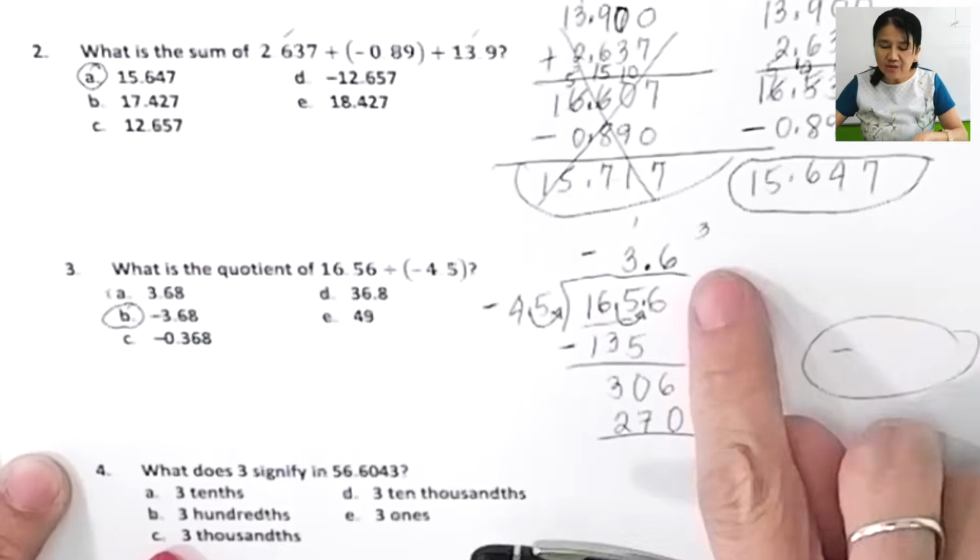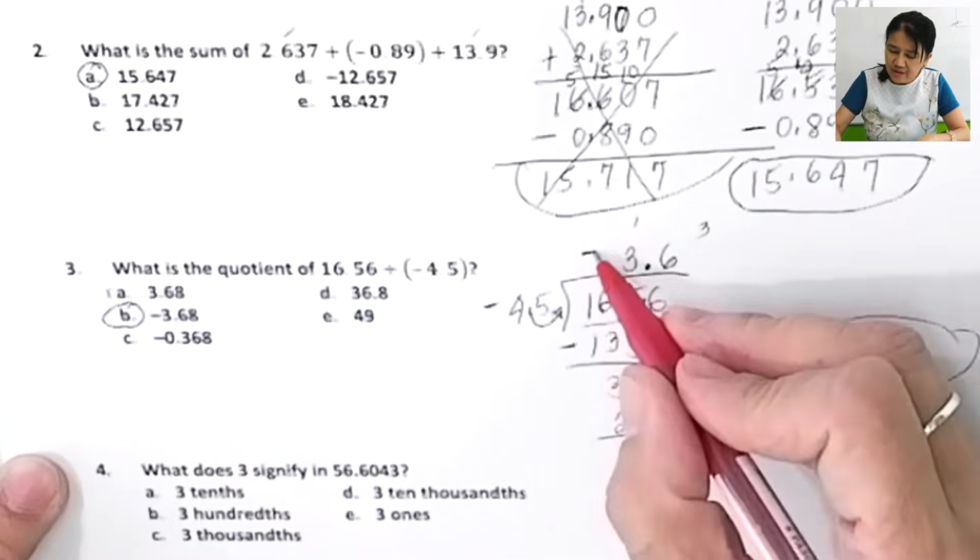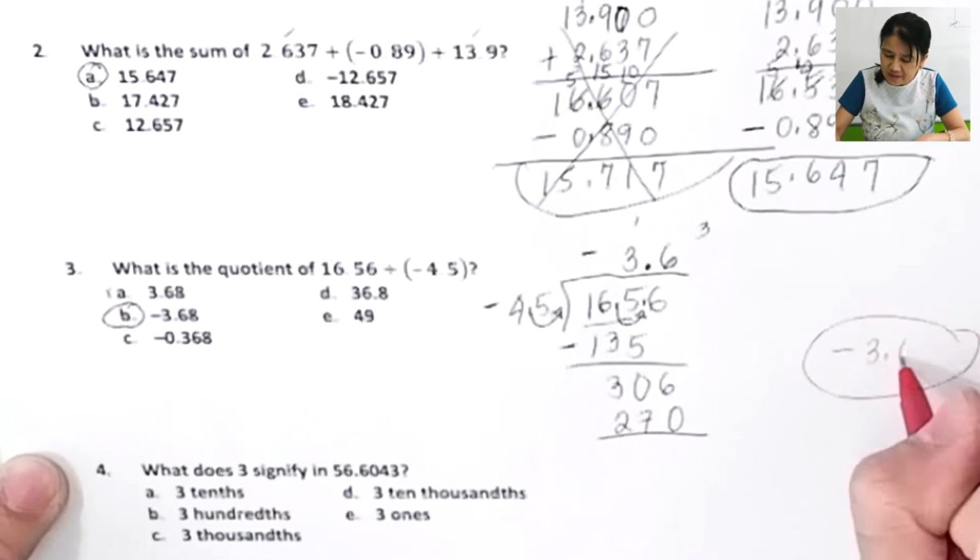See? I didn't continue anymore. You know, this is a test. There's a time limit. So you have to know how to eliminate 1 or 2 of the wrong answers. So here we have your negative 3.6.